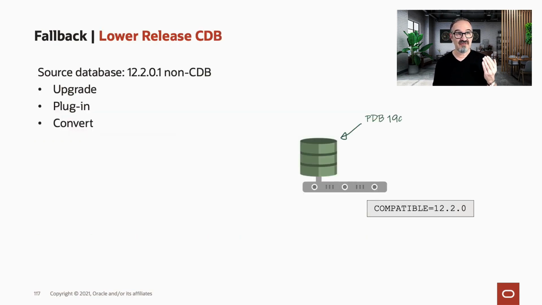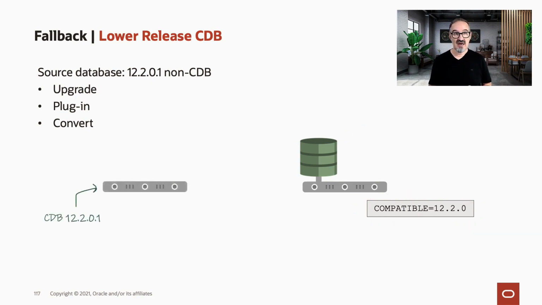So we have a source database, 12201 non-CDB. We upgrade, we plug in, convert. We have set intentionally in this CDB compatible 12200 as it is set in our source non-CDB. How can we go backwards?